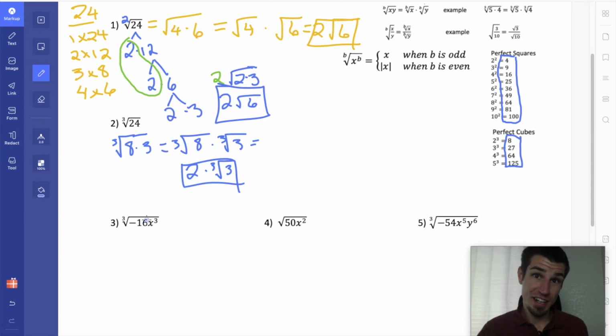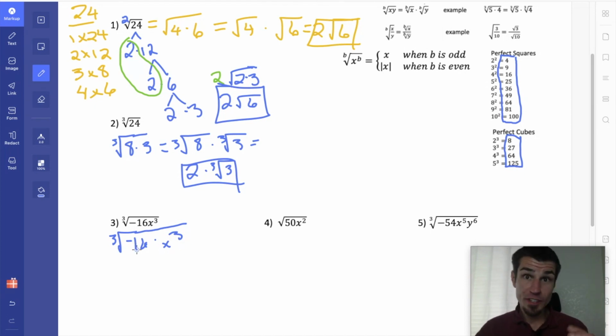Now let's take a look at another example where we have a variable in the radicand as well as a negative factor in the radicand. Really, the idea is going to be the same. We're going to treat these factors here, negative 16 and x cubed, as two separate things. Let's deal with the number first, then we can deal with our variable.